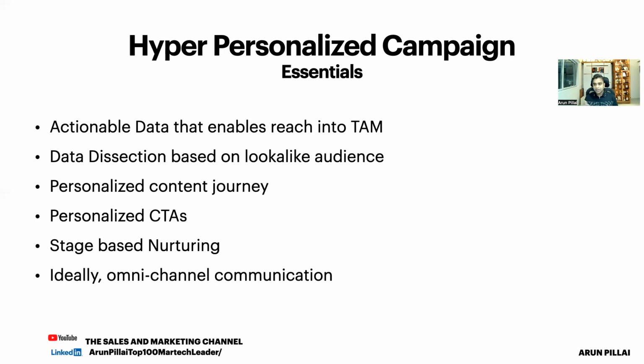So assuming hypothetically, let's say your total addressable market is roughly about 500,000 people, you cannot create a content journey or a hyper-personalized campaign without breaking the 500,000 contacts into smaller clusters of lookalike audience. And that could be a cluster of probably 25, 50,000 each to start with. And then, as we go deeper and deeper into the nurturing, we can break them down into further smaller pieces.